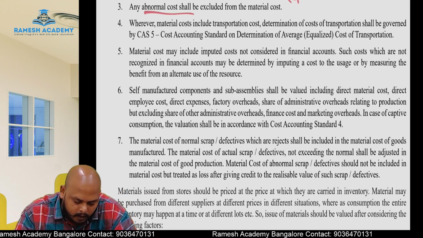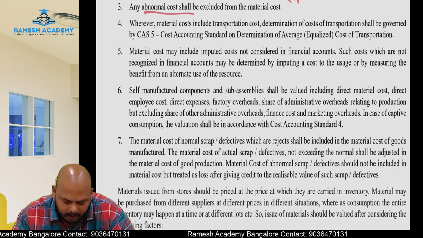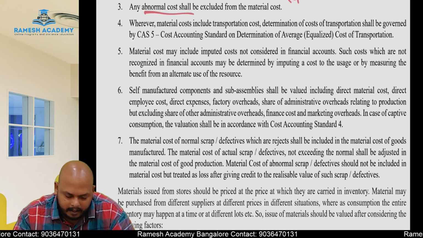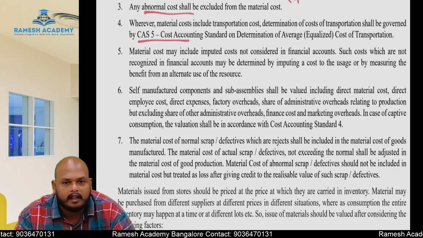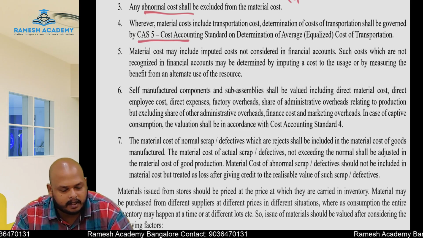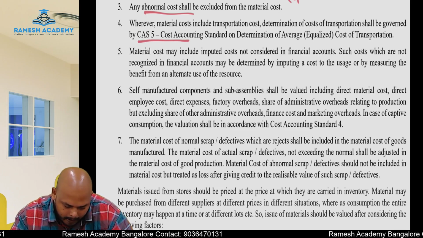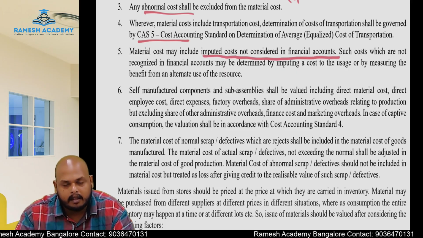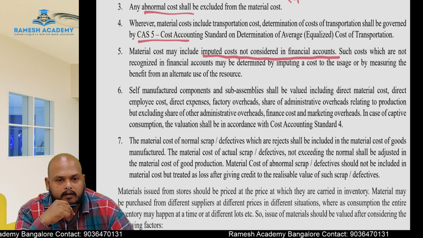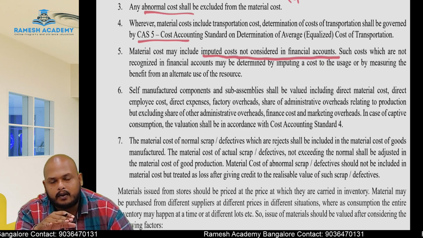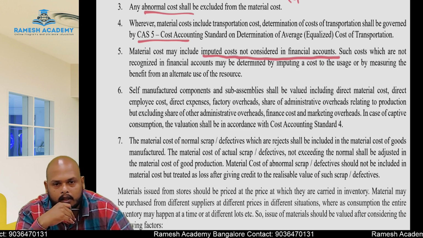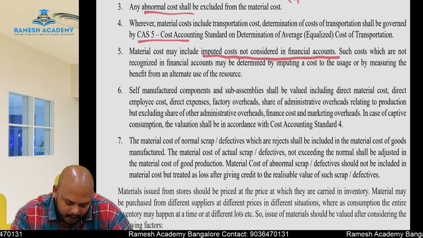Any abnormal cost that is there should be excluded from the material cost. Wherever the material cost includes transportation cost, it should be determined as per Cost Accounting Standard 5. Why? Because Cost Accounting Standard 5 deals with the average cost of transportation. Material cost may include imputed cost not considered in financial accounts. In the beginning classes I told you, in the case of cost accounting we will consider both quantitative transactions as well as qualitative transactions. Imputed cost is nothing but qualitative cost. That can also be considered here.